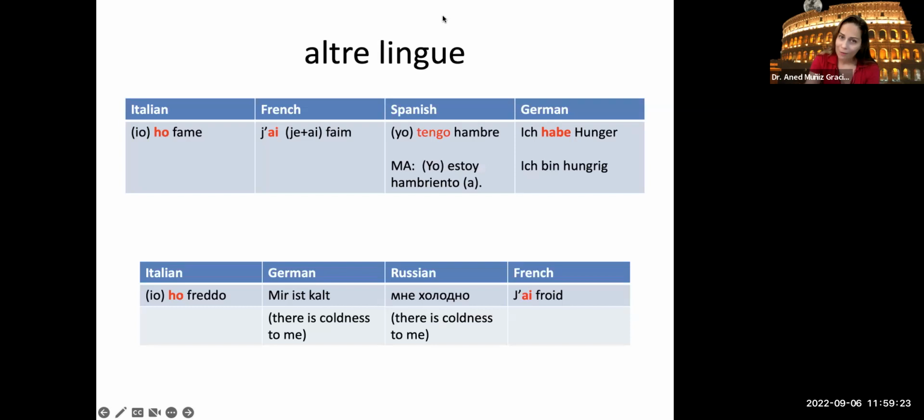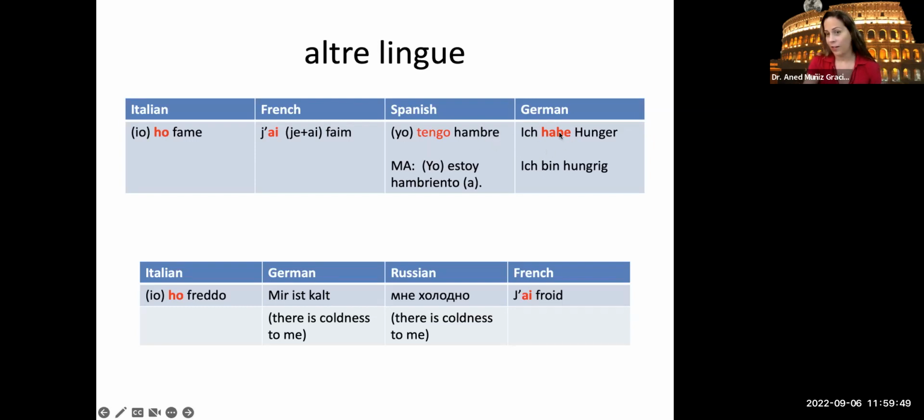Let's see other languages. It's not only Italian who does that. These are other languages, and not all of them, as you see, are Romance. So Italian, ho fame, I have hunger. French, j'ai faim, I have hunger again. Yo tengo hambre, right? And you see, hambre is also a noun. You don't change it, hambro or hambra for male or female, right? It's just hunger. I have hunger.